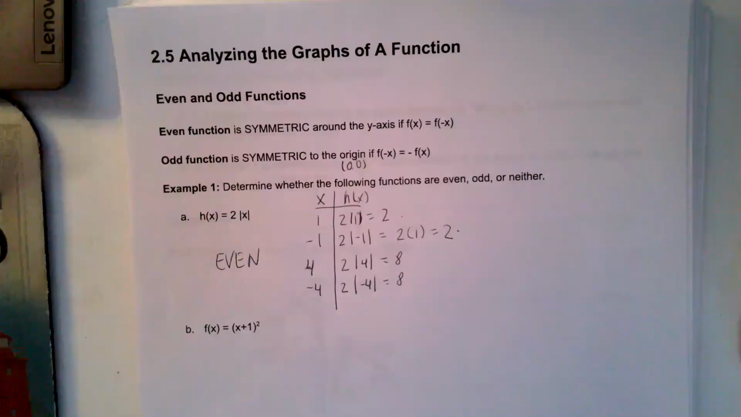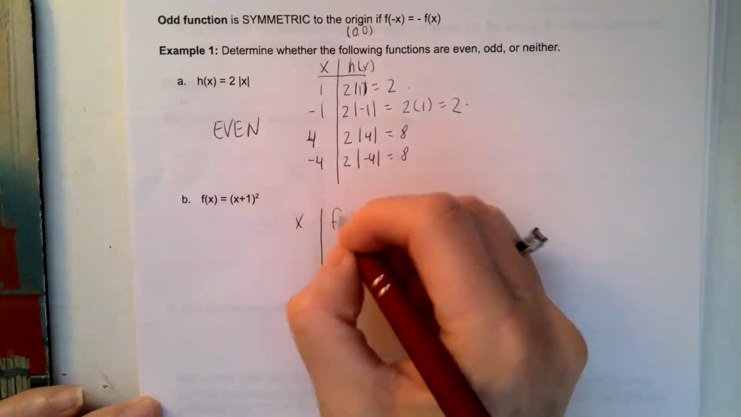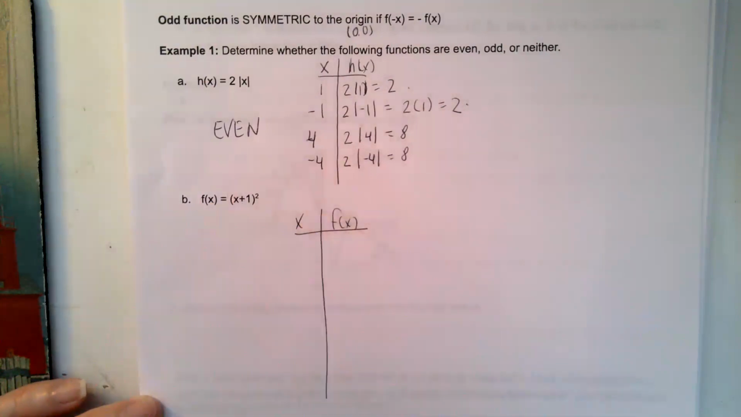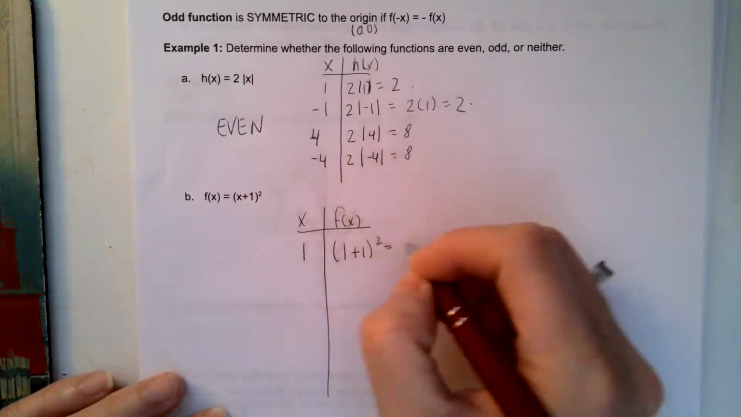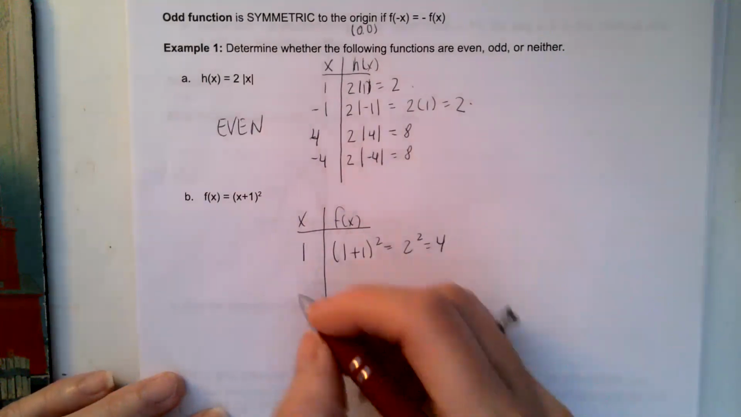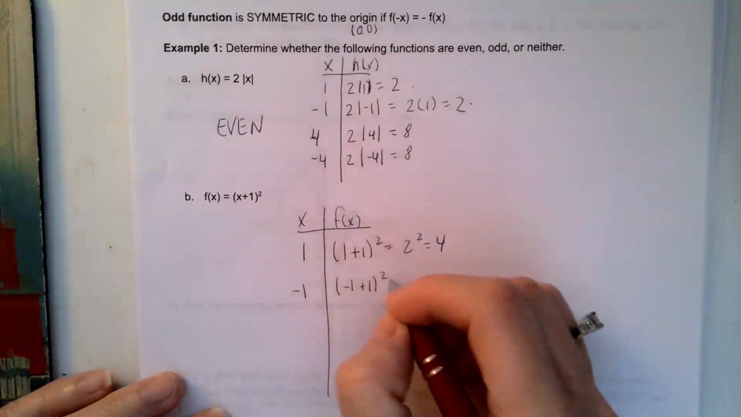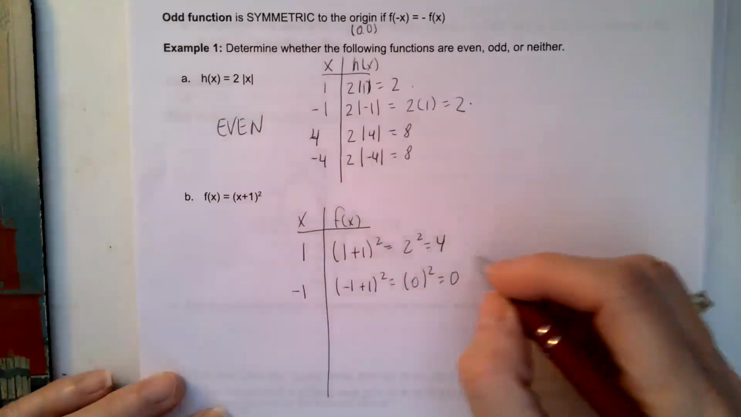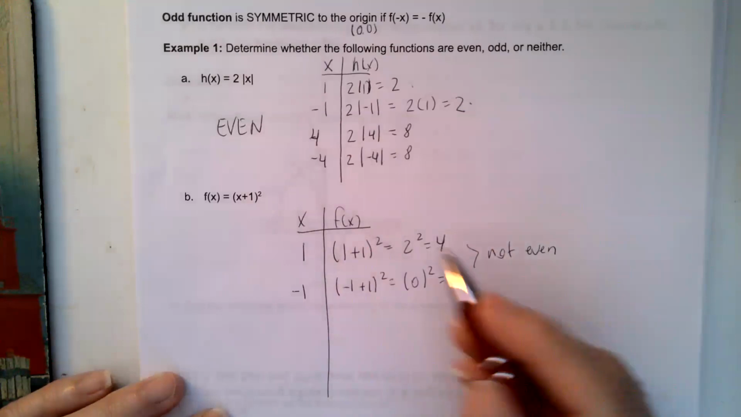Okay, let's look at the next one. This is an f function, and this function says we're going to take the x and add 1 and then square that. So again, I'm going to try 1 in for x. So 1 plus 1 is 2, 2 squared is 4. Let's put in the opposite of 1. Negative 1 plus 1 is 0. 0 squared is 0. So it's not even, because if it were an even function, these two outputs would be equal.